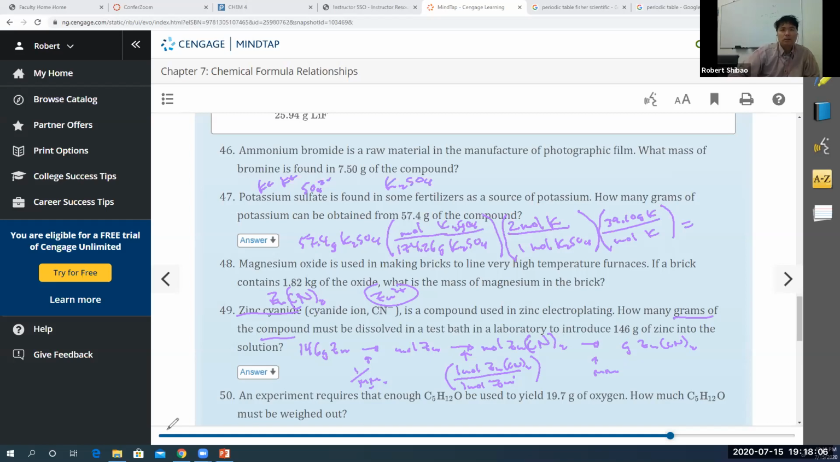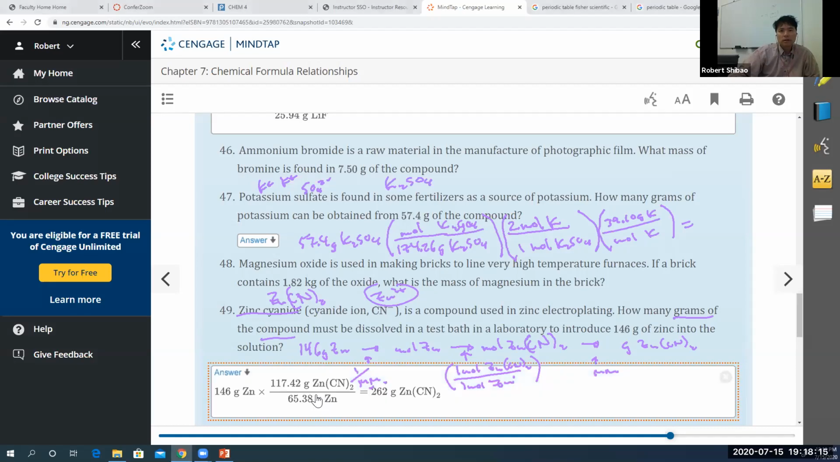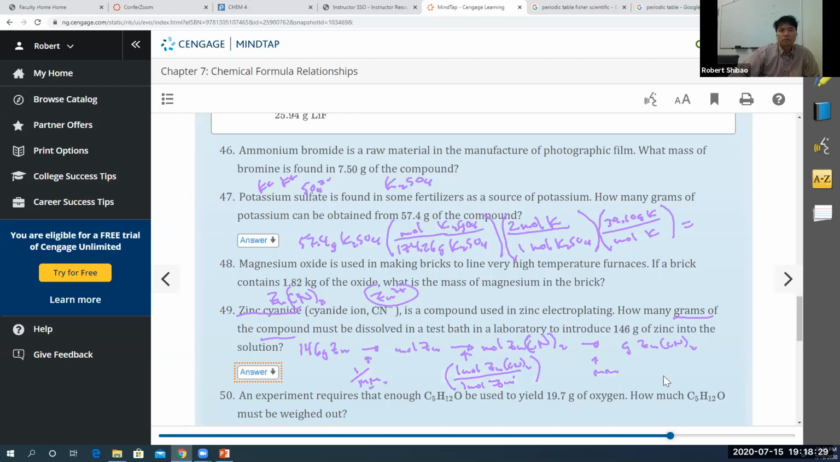Your book is going to probably use mass ratio again. Let's see how your book does it. Yeah, they use a mass ratio here. This is the total grams of compound. This is the grams of zinc. So you use a mass ratio. Mass ratio seems more attractive because it's fewer steps.